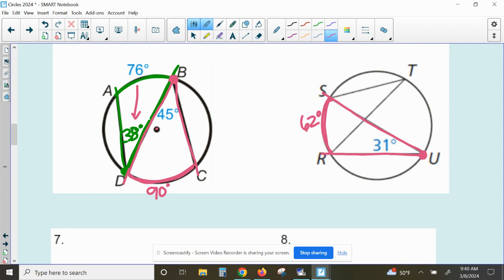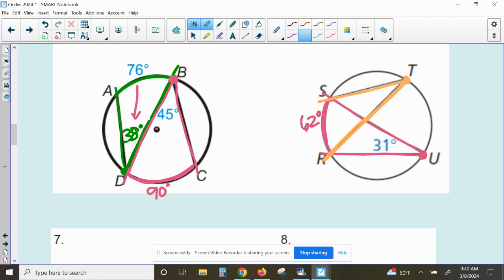Okay, let's get a new color. Let's do the other angle. I'm going to do the other one in orange. Okay, here's another one. All right, so there's my orange angle. Is he also inscribed? Is the vertex on the circle? Bam. Where is his arc?